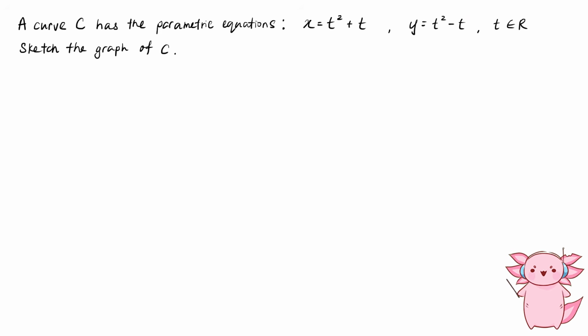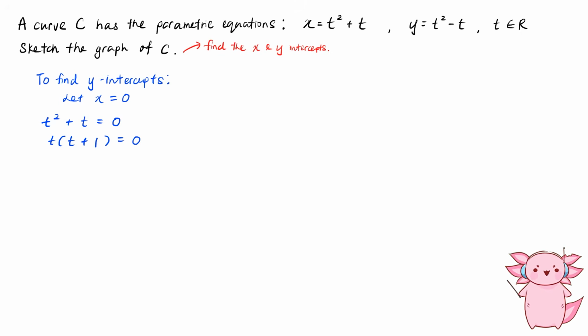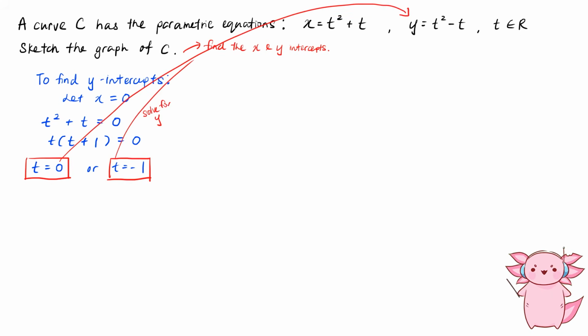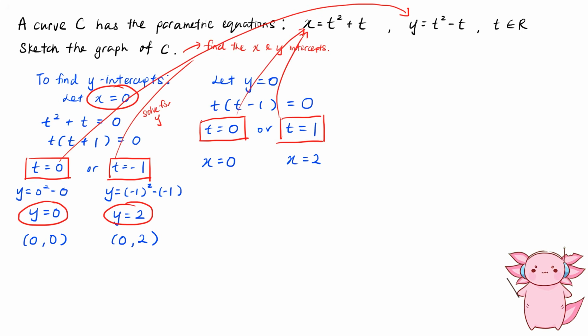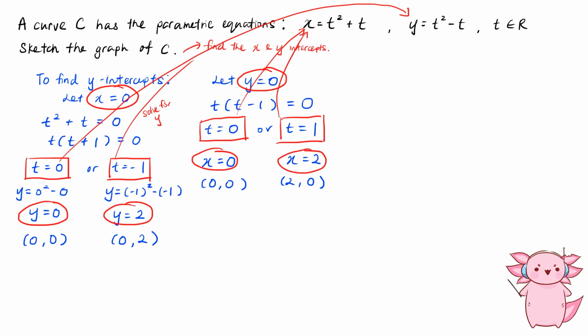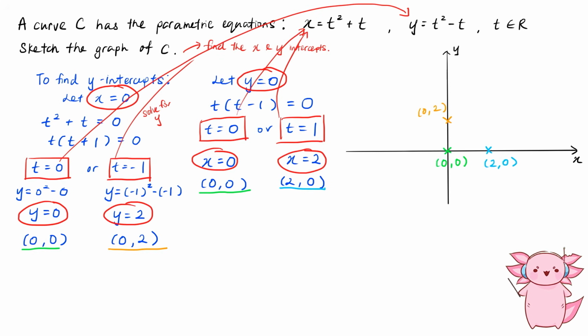In order to sketch out a graph of a parametric equation, we first need to find the x and y intercepts. So we let x equals 0 and our goal is to find the corresponding y coordinates. So solving for it, we get t equals 0 or t equals negative 1. Now the important thing is that we need to sub these t values into the y function to get the corresponding y values. So x equals 0, y equals 0 is 1 point, and so on. Then we just repeat the same for y equals 0 and subbing it into the x equation to get the following coordinates, we just plot it on the graph and connect it with a curve.